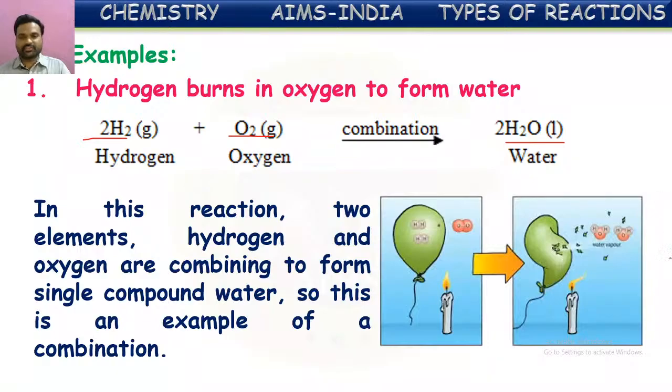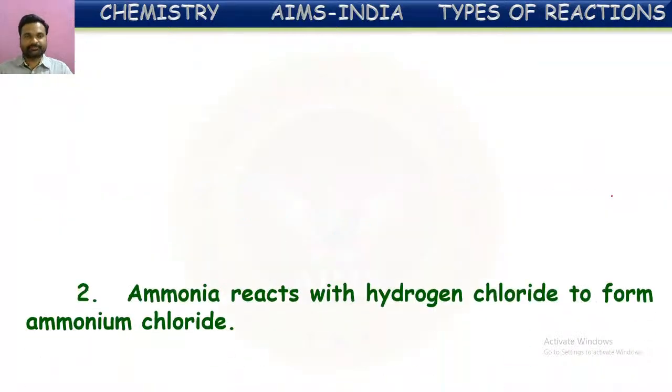Hydrogen gas, when burned in the presence of oxygen, forms water vapor. Actually, water won't be in liquid form here generally. It will be in vapor form because hydrogen is burning in the presence of oxygen. So water is formed, but in the form of vapor. Here, two elements, hydrogen and oxygen, combined to form a compound, water. So it is a combination reaction.